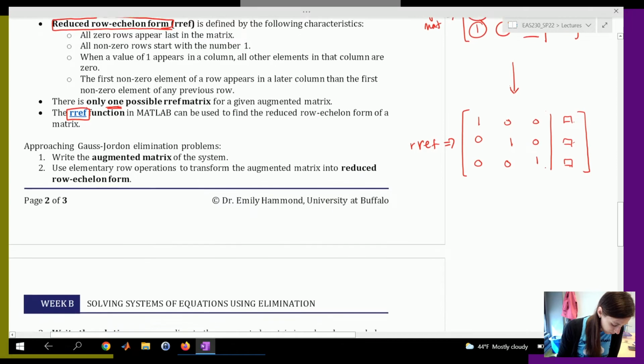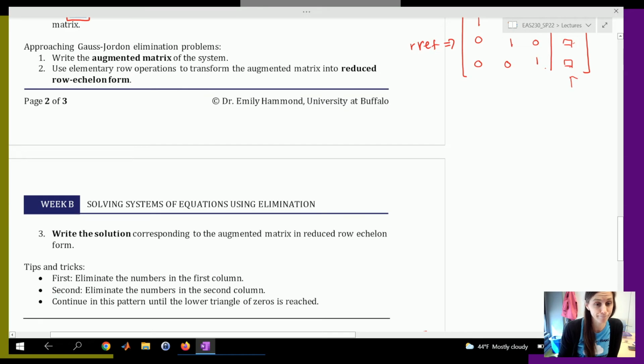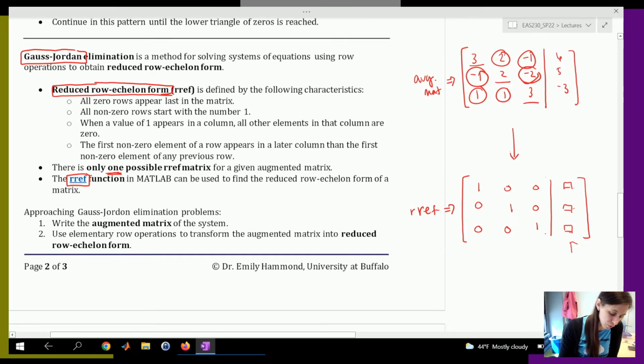Once we do that, then we can go ahead and write our solution, because this ends up being our solution. Once again, tips and tricks, eliminate all the numbers in the first column, so find these zeros first, then these zeros, then these zeros.